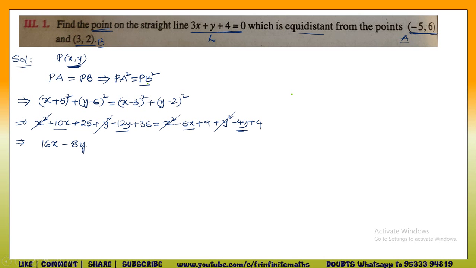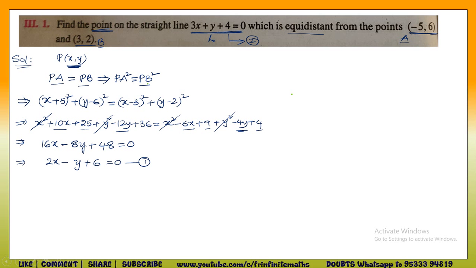Next, talking about constants, 9 plus 4 is 13. When I transpose 13, this becomes 12 plus 36, which is 48. This is my condition which is obtained when PA is equal to PB. Since all the coefficients are multiples of 8, I can write it as 2x minus y plus 6 is equal to 0. Let this be equation number 1. And next I have the given line equation, let this be equation number 2.